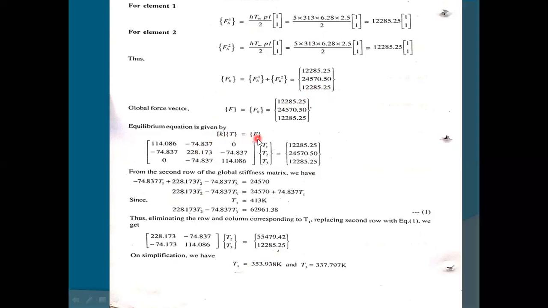Now K into T is equal to F. In this problem, we know the value of T1. They have given T1 in the question. Therefore, eliminate the first row and first column, then simplify and calculate. T2 and T3 are unknown, so then we will get T2 and T3. You can calculate in degrees Celsius or you can calculate in Kelvin. Understood?